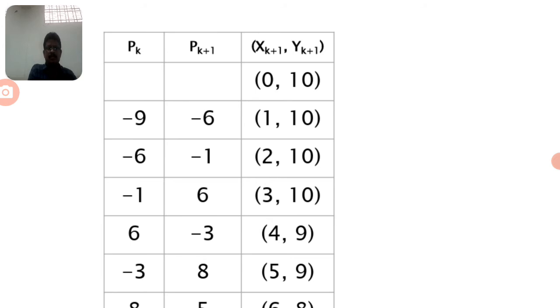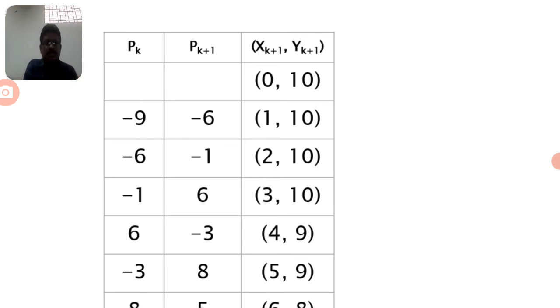So when the case 1 x value is incremented, the y value is the same, that's why 1 comma 10 is the next coordinates. Now we will take the next initial parameter, that is p equals minus 6. When we take the minus 6, the next initial parameter is minus 1. So the next coordinates are the incremented x value, and the y value is the same, that is 2 comma 10.